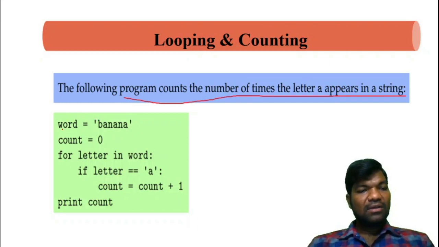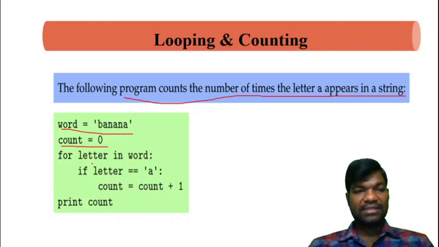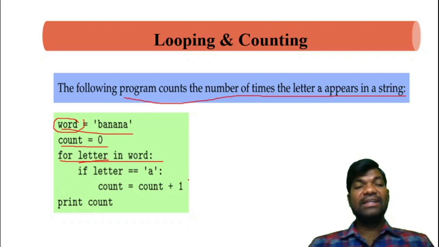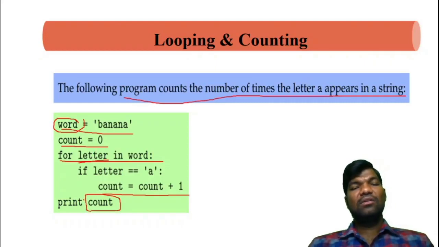See here, word equal to banana. You can take anything. Initially the count value is 0; you are initializing that. Now for letter in word, here word is the variable, and letter is another variable. For letter in word, if letter is A, count equal to count plus 1. Once again it will check, once again it will check. Finally it will print the count. So it will check the entire string.